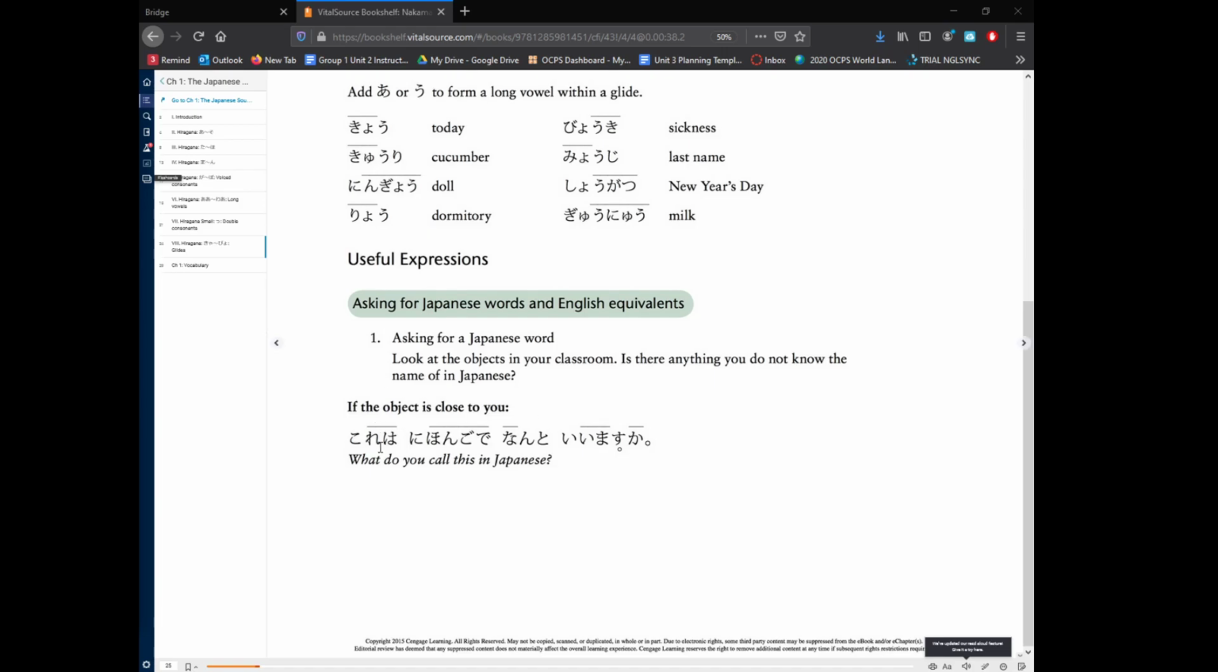これ means this, something that is close to you. は is the particle used for is, am, are. 日本語 is Japanese language. で we are saying in the Japanese language. Nan means what, and then iimasu ka, calling it. Ka is what makes it a question.